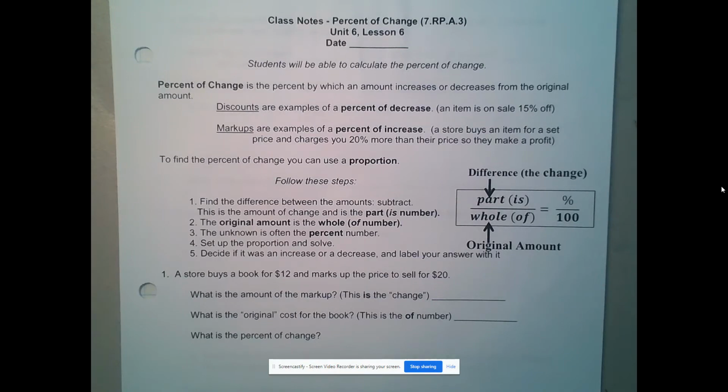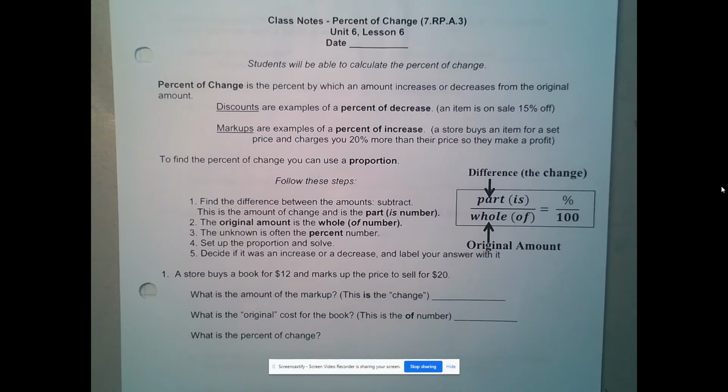All right, so we've been talking about percent, we've been talking about proportions. Now we're going to talk about something that is just a little bit different. It's called percent of change, okay? Percent of change is the percent by which an amount increases or decreases from the original amount. So discounts are an example of a percent of decrease.